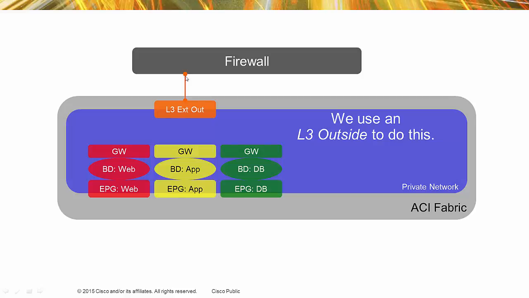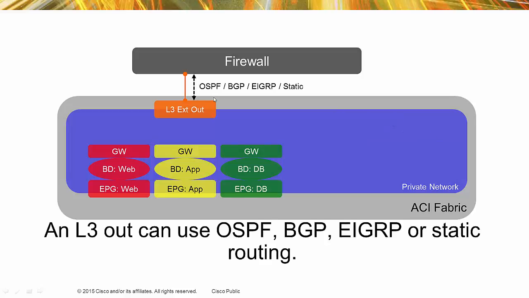Once this connection is established between the fabric and the external firewalls, we can tell our BDs that if they need to go outside, use layer 3, use this L3 ext out to go outside and communicate to the firewall, and vice versa. On this layer 3 external out, we can have static routing between the fabric and the firewall, or we can run some dynamic routing protocol like OSPF, BGP, or EIGRP to exchange the routing information between the fabric and the external device. In this case it is a firewall. It could be a router, load balancer, or any other device.